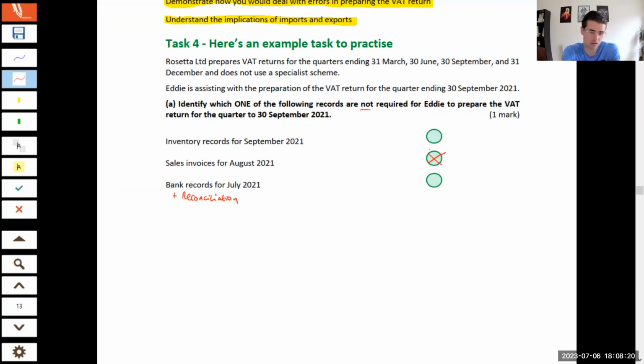And all of a sudden, I've cut down the potential responses by a third. I'm left with inventory records and bank records. Now, again, you need to ask yourself, fundamentally, what are these? And how do they relate to tax? All these documents are important for business, but what about for VAT returns specifically?